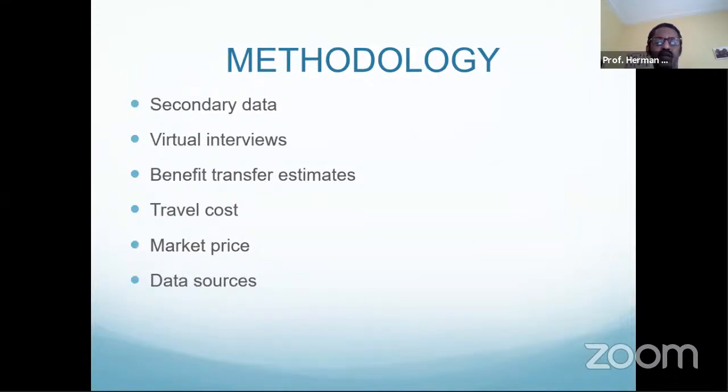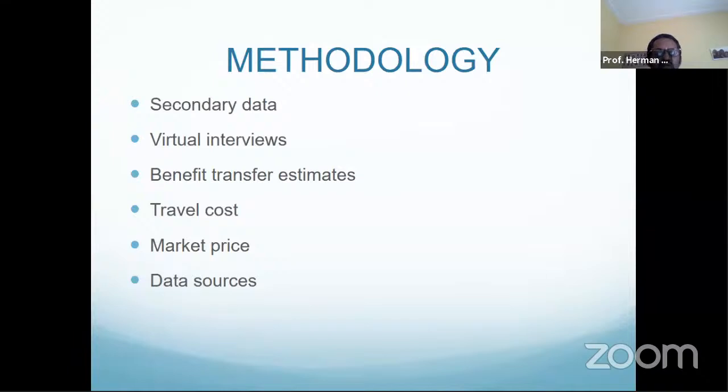Now, maybe I should mention for posterity that for some time I was indisposed, so I joined later in the project. And as a result, when I did the real work on this, the COVID-19 pandemic had come in. So I had to depend very much on secondary data, especially benefit transfer areas, some known travel costs, and market prices from secondary data available in both countries.